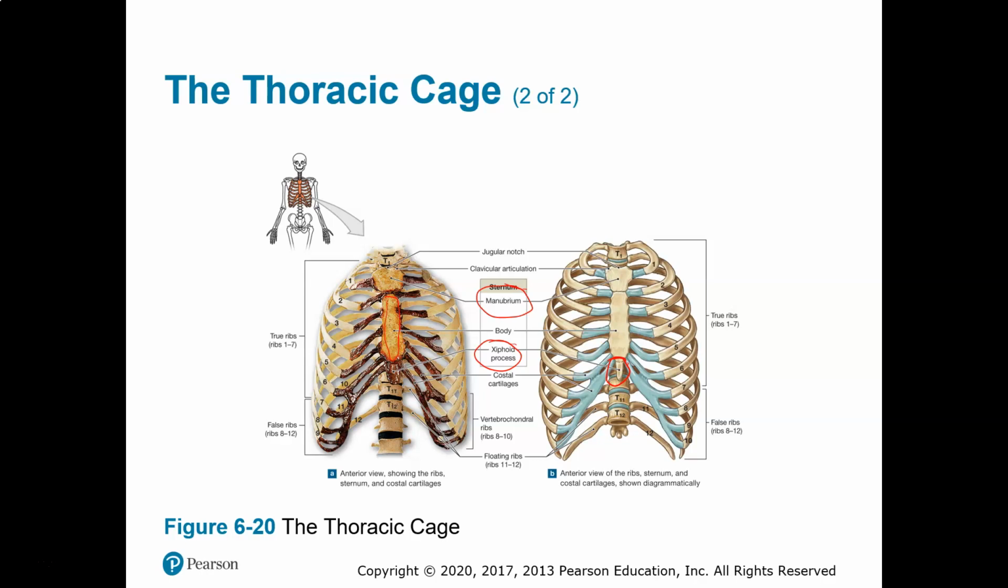We have 7 pairs of true ribs, which are attached to the sternum directly by costal cartilages. And then we have 5 pairs, 8, 9, 10, 11, 12, 5 pairs of false ribs, and 2 of those are actually floating ribs. The false ribs are not connected directly to the sternum.